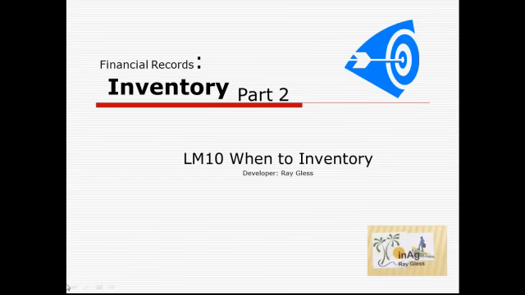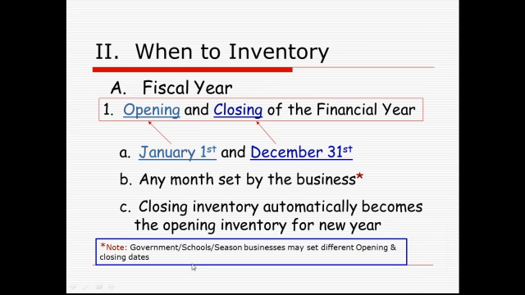And we're going to talk about when to inventory items. A couple things to keep in mind when we're dealing with record books and inventory right now. We're talking about a fiscal year. Fiscal year runs from January 1st to December 31st, and that's mostly in all cases, and it corresponds with the IRS, tax time. Now, there are other incidents, like government schools and seasonal businesses, that may have a different fiscal year because of what they do. But for this purpose, and for most businesses in the United States, we operate from January 1st to December 31st for the fiscal year.